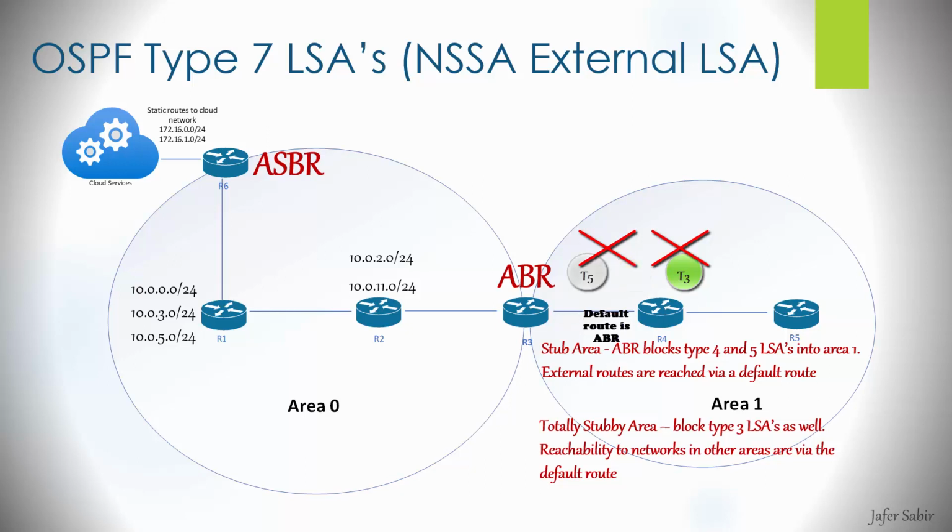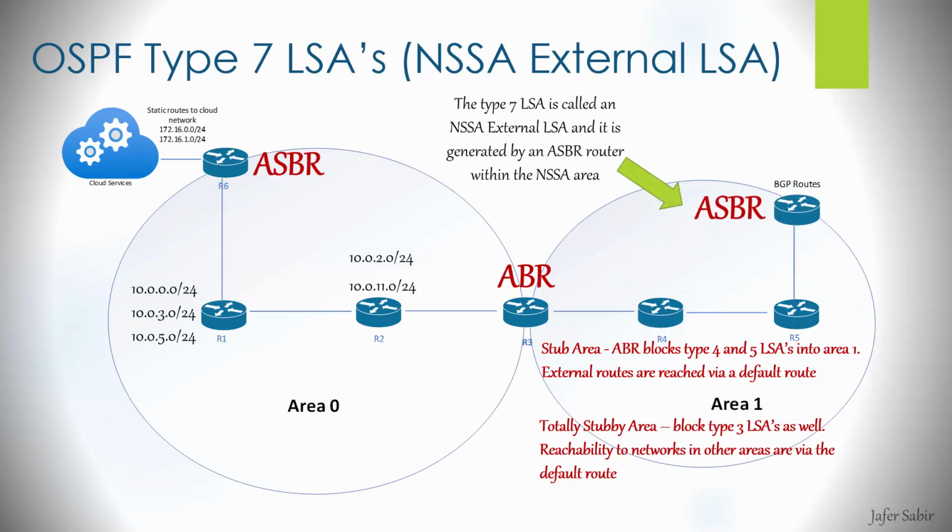Now the Type 7 LSA, it's called an NSSA external LSA, and it is generated by the OSPF router within an NSSA area, not so stubby area. So currently the area is a totally stubby area, which we just discussed, which is blocking Type 3, Type 4 and Type 5 LSAs. But what if later down the line one of the routers, like this new router in the top right, needed connectivity to a cloud provider, let's say over BGP? Usually how we would do this is redistribute them into OSPF. The problem is, however, Type 5 LSAs are being blocked because it's a stub area.